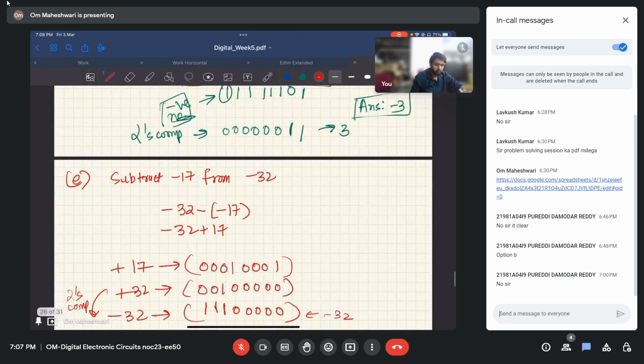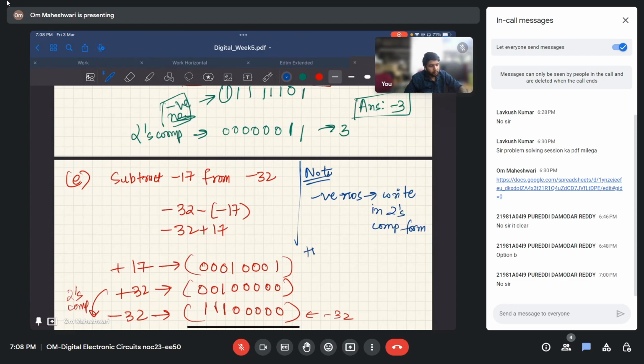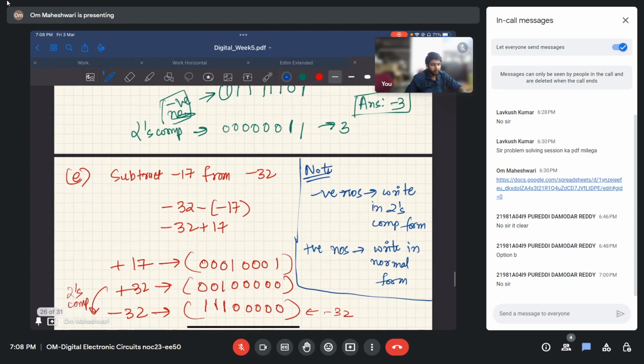So this is clear, right? The only thing that we note is: negative numbers we write in 2's complement form, positive numbers we write in normal form. So this is the takeaway. Rest everything is simple.